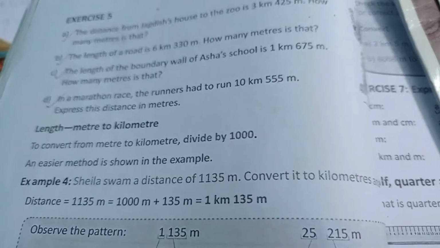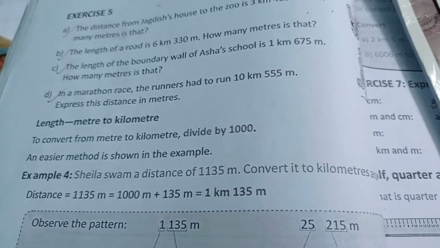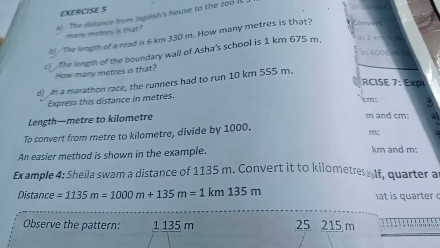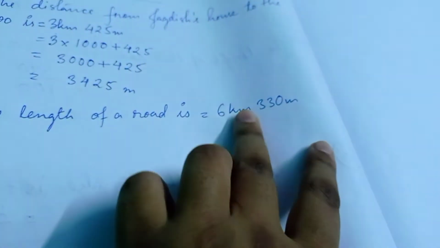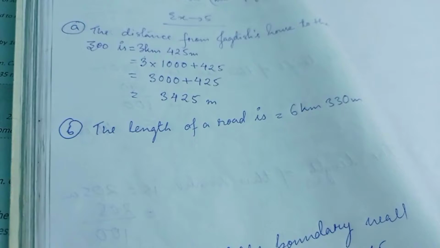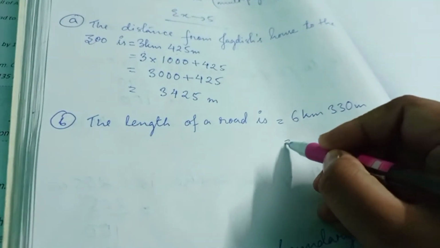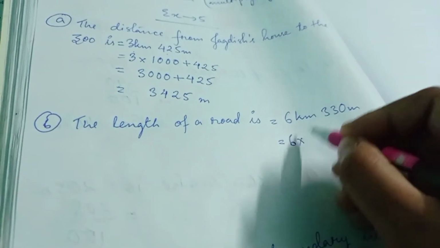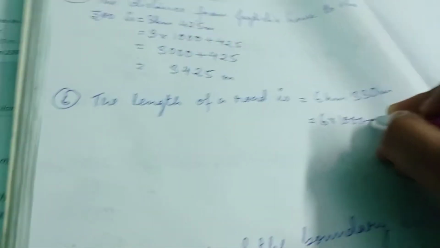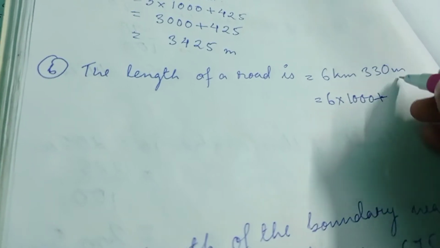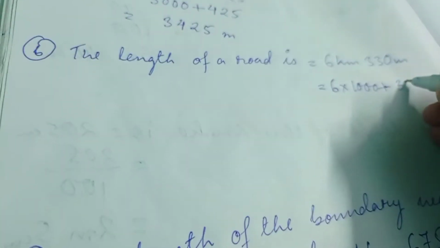They have given the length of a road is 6 kilometer 330 meter. How many meters is that? Very simple, same thing. You need to find the length of a road, which is 6 kilometer 330 meter, and you need to convert this 6 kilometer 330 meter into meter. So how will you do? 6 kilometer you need to convert into meter, you need to multiply, plus this 330, as it's already in meter, you need to add this one 330.